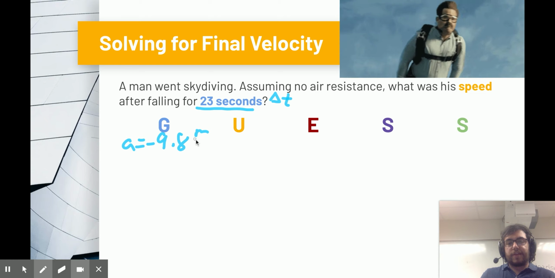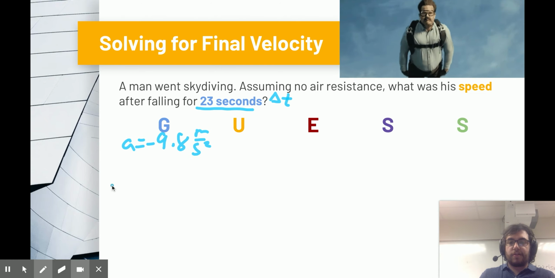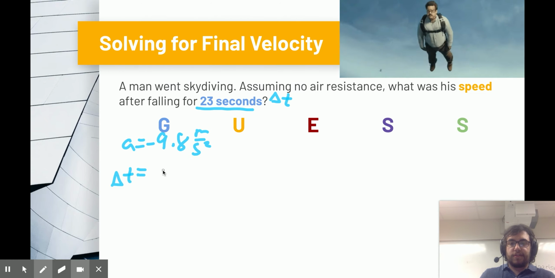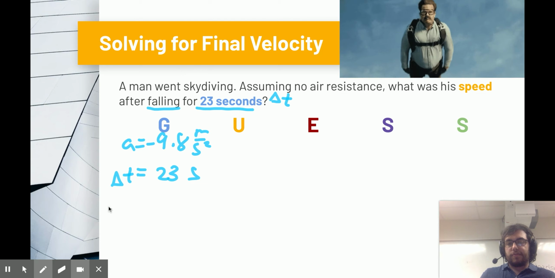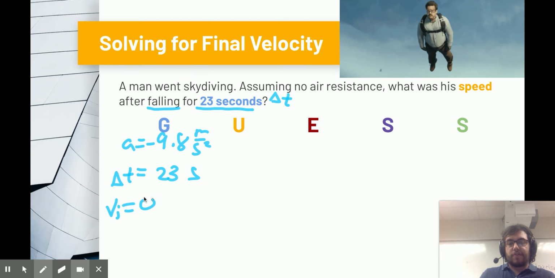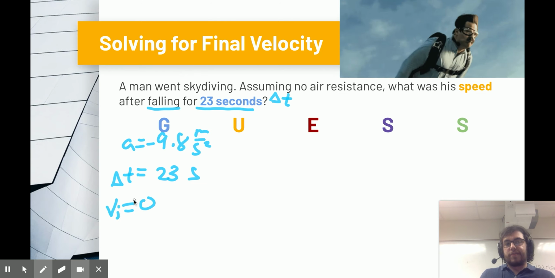A is equal to negative 9.8 meters per second squared on Earth. Delta t is equal to 23 seconds. If he said we were falling, we can assume VI is equal to 0. A lot of these problems we're going to assume VI is equal to 0 unless we tell you.